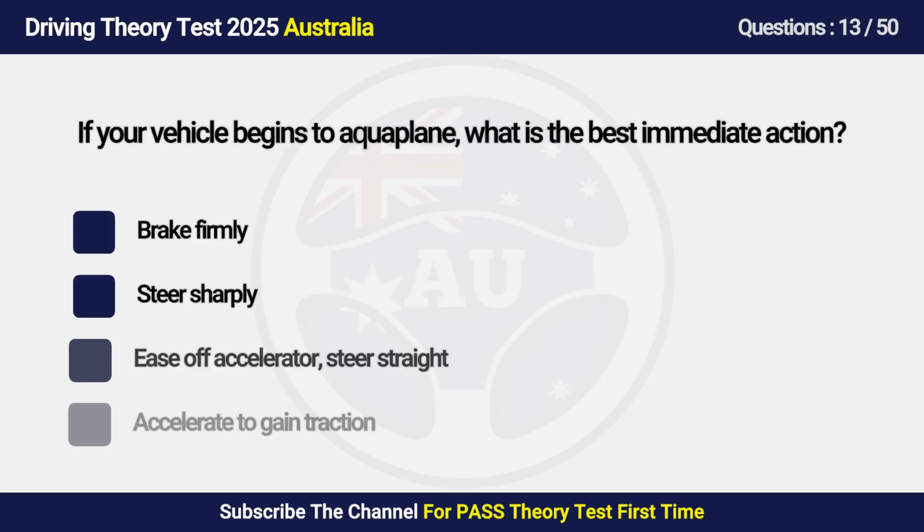Question 13. If your vehicle begins to aquaplane, what is the best immediate action? A. Brake firmly. B. Steer sharply. C. Ease off accelerator. Steer straight. D. Accelerate to gain traction.